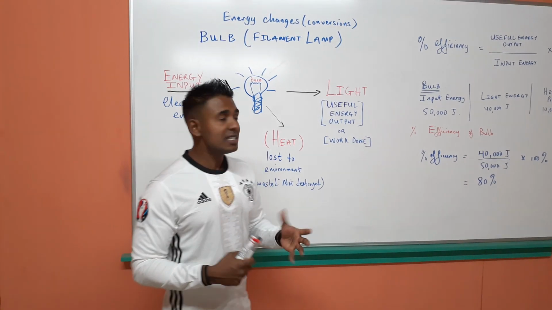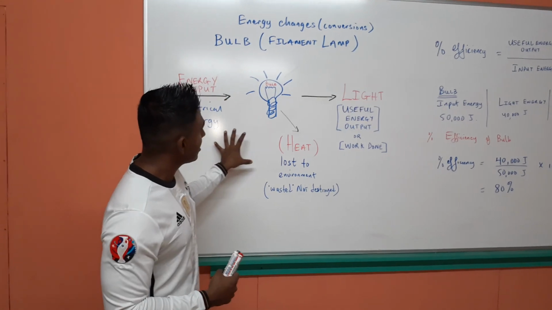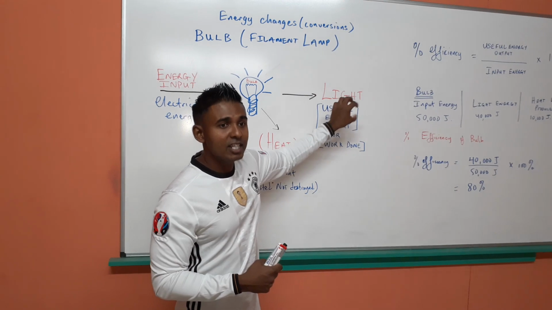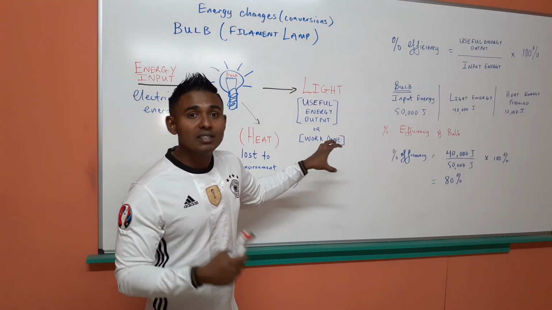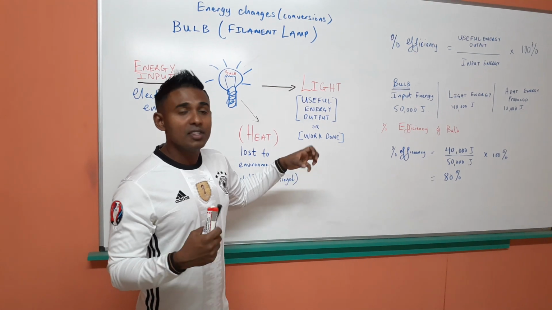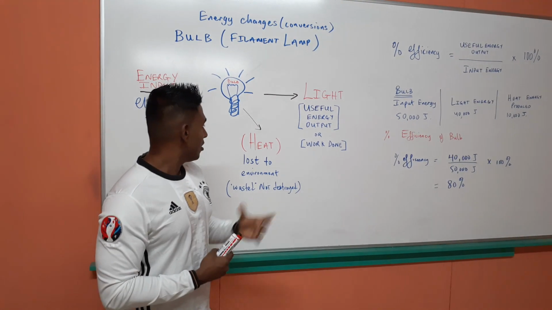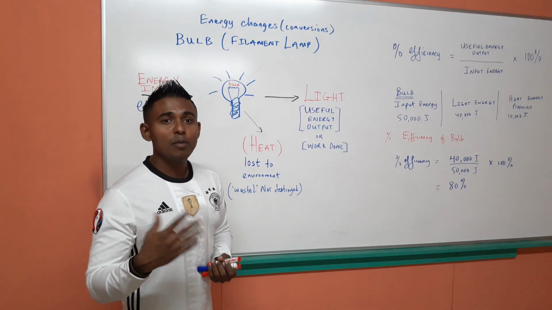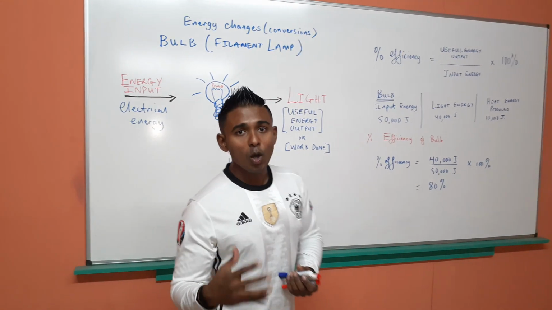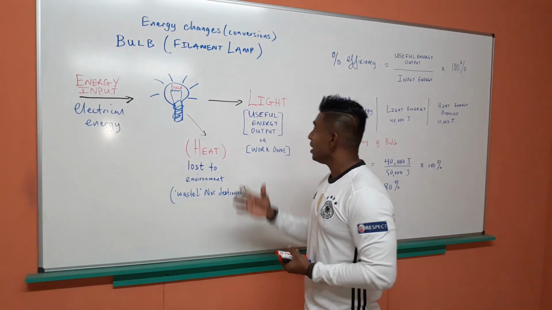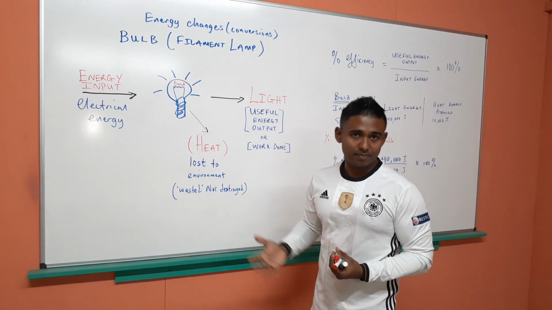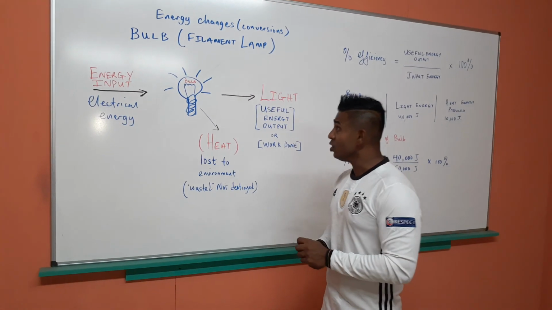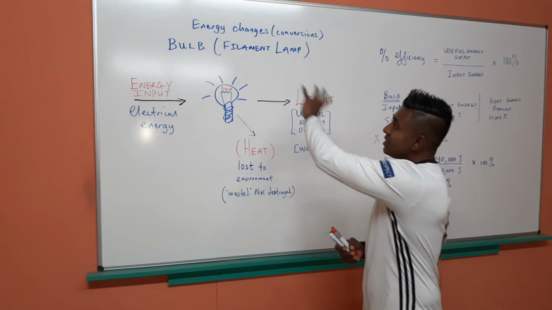So all machines have energy input and energy output. The energy output, of course, again, is the useful energy output or the work done by the machine. This work done by the machine, all right, can be measured in the amount of joules. So that's how we measure work done in physics, in the amount of output energy that the machine has, right? So that's in the case of the bulb.